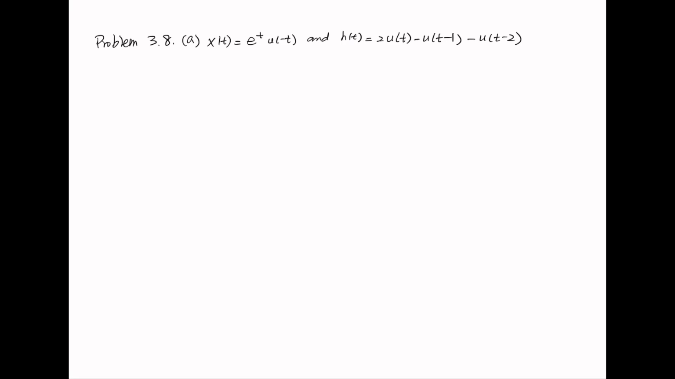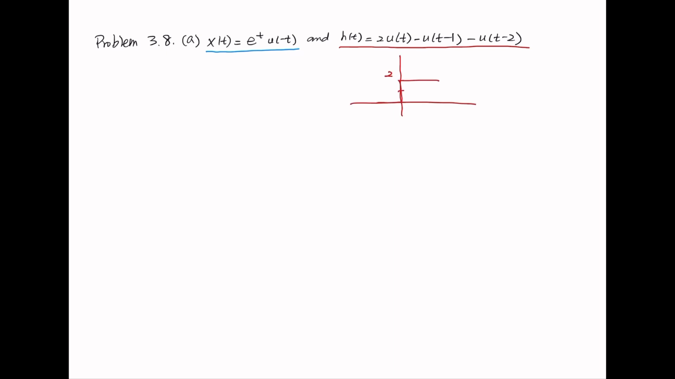Okay, let's work on problem 3.8a. You are given x(t) = e^t u(-t), and h(t) = 2u(t) - u(t-1) - u(t-2). So let's graph this h(t). We're going to first graph these three and then combine them.